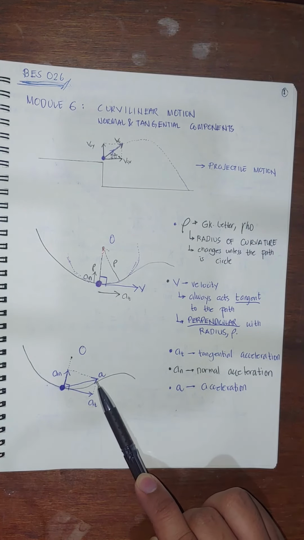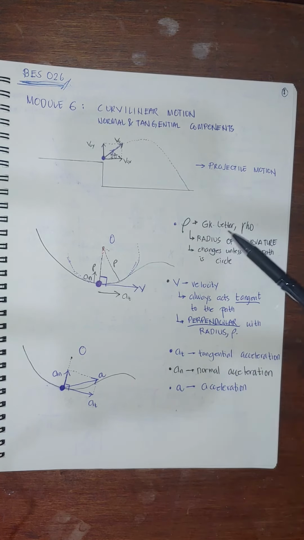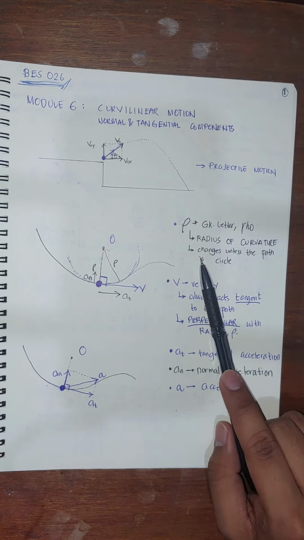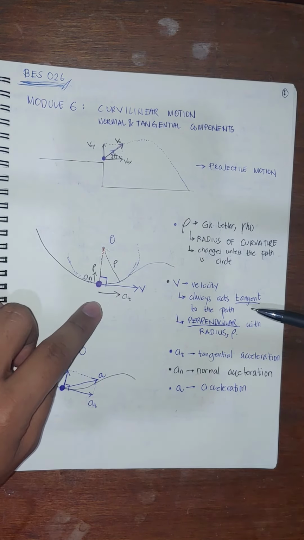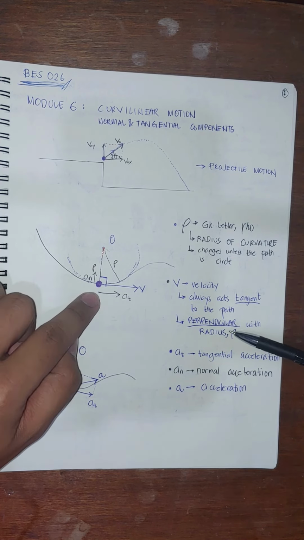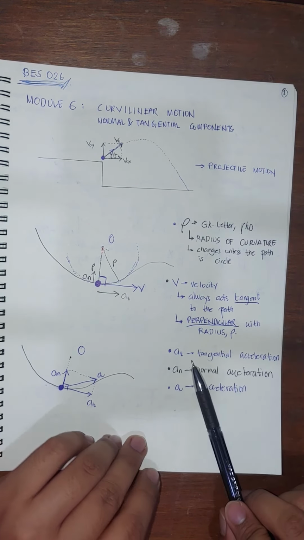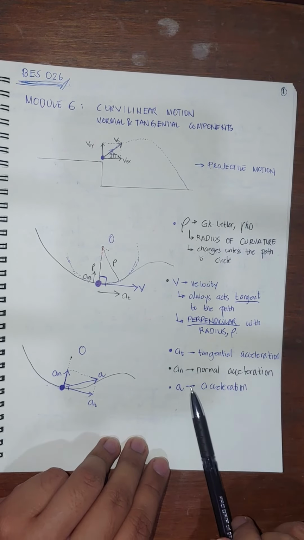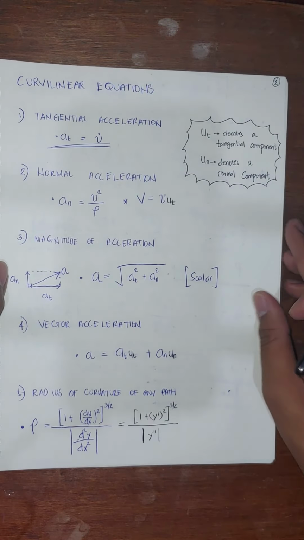And so the acceleration in curvilinear motion is A, which we will discuss later. Again, rho is just the Greek letter rho, which denotes the radius of curvature. It changes unless the path is a circle. The velocity always acts tangent to the path, as I said, and always perpendicular to the radius, perpendicular to the normal acceleration. So A sub t is the tangential acceleration, A sub n is the normal acceleration, and A is the magnitude of the acceleration. So this is our curvilinear equations.